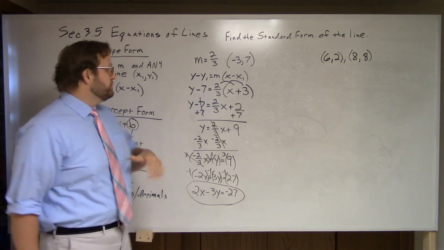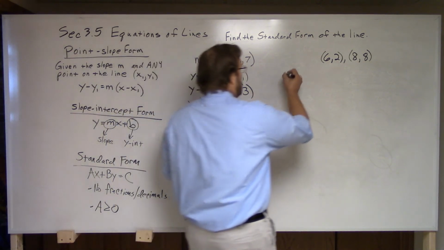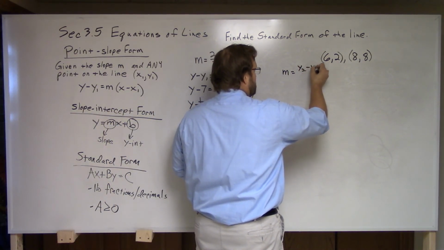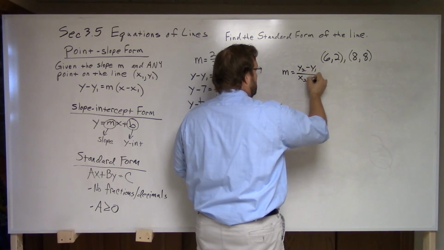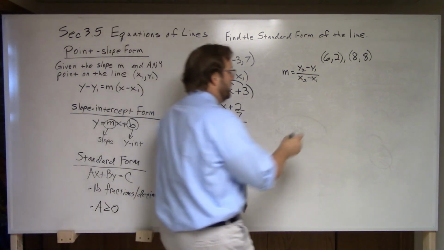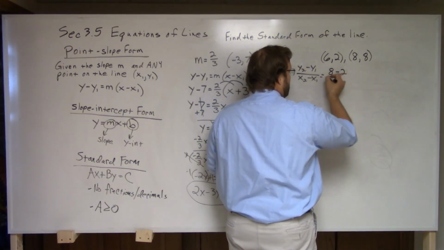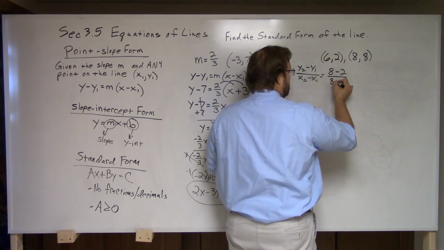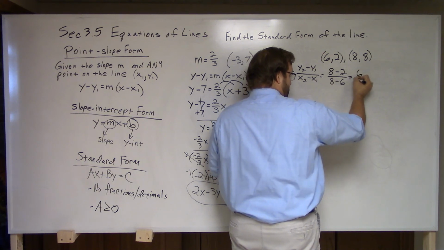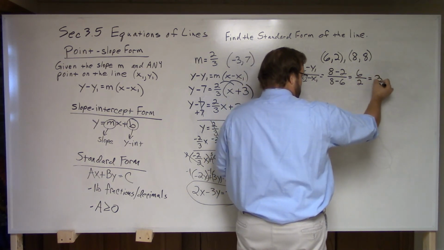And that brings us back not to this, but to the slope formula. So what we're going to start with is y2 minus y1 over x2 minus x1. Okay, so we've got second y minus first y, second x minus first x. 8 minus 2 is 6. 8 minus 6 is 2. Reduce that to a 3.